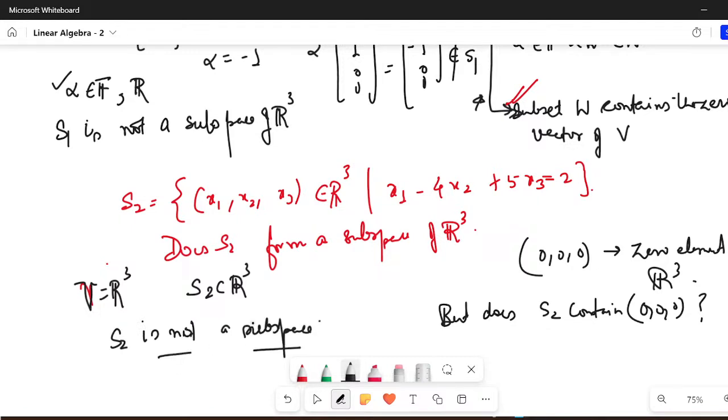Is that clear? Please let me know. I don't know who all are attending. One minute, let me see. So I think Anshul is attending, Chinmay is attending, Siddhi is attending. Please let me know if you are getting it or not.